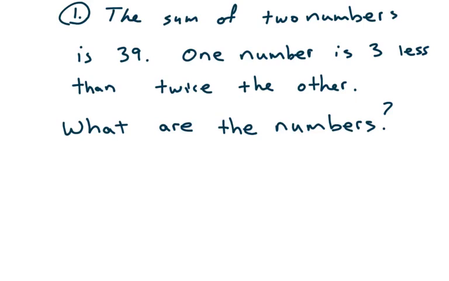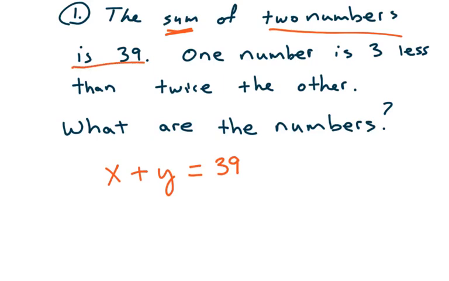Okay? But let me see if I can, now that I've scared you, let's see if I can show you that this isn't too bad. Okay, so the sum, we said sum means you're adding 2 numbers. So in math, when you don't know what a number is, just make up a letter for it. We usually use x and y. So x plus y equals, so is means equal, 39. Next sentence. I'll do this in blue.